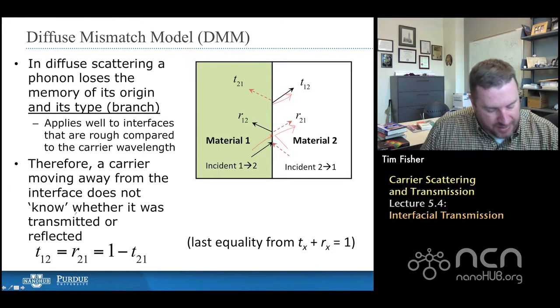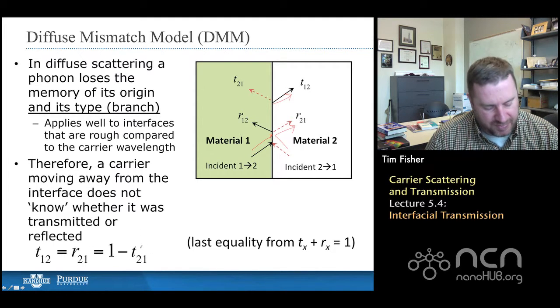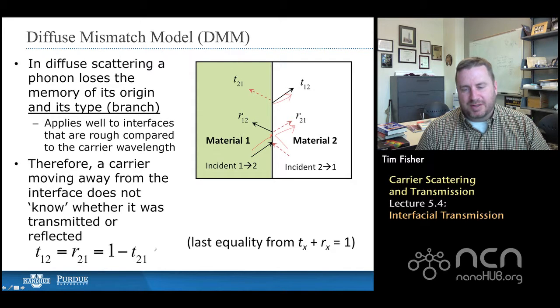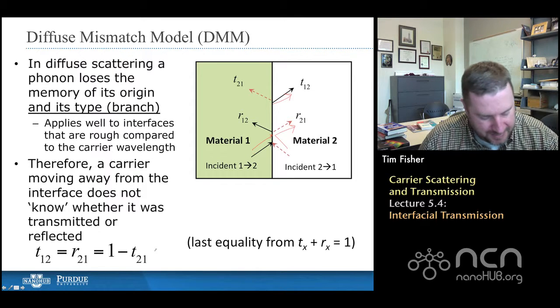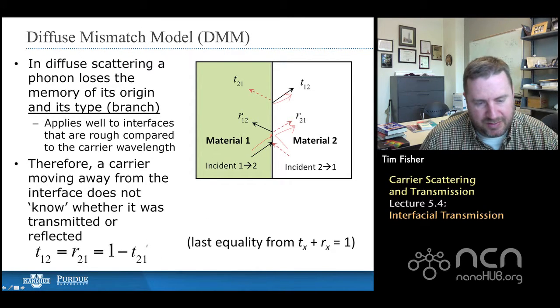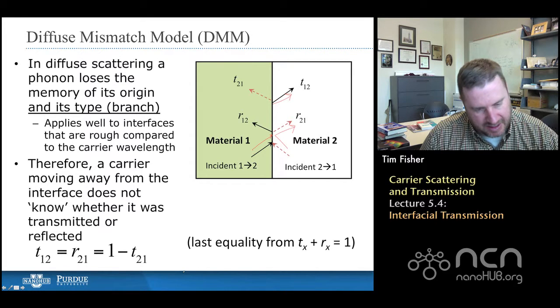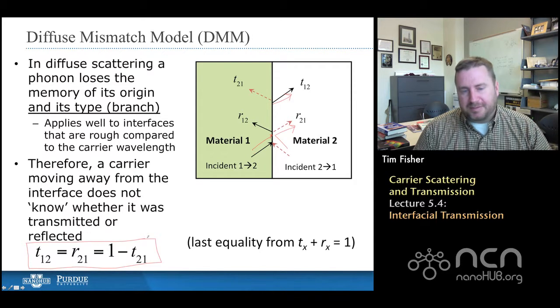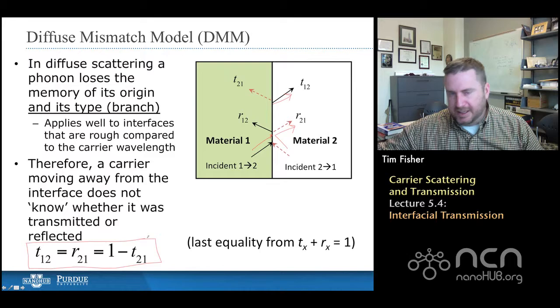That's the overriding assumption of this model, and everything else falls from that. If we just add a conservation statement, that whatever happens, a carrier has to be transmitted or reflected, that means the transmittance plus the reflectance has to equal 1 for carriers starting from one side. And that means I get at this bottom equation that the transmittance from material 1 to material 2 equals 1 minus the transmittance from material 2 to material 1. That's a really important result for this model.